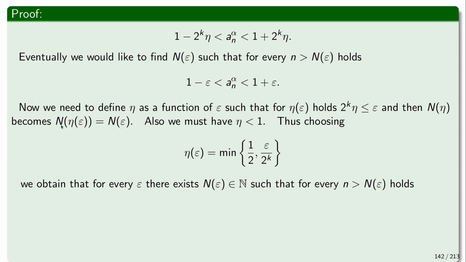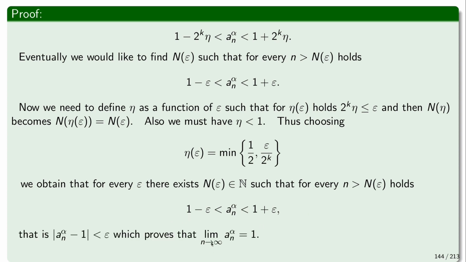And now for every eta there exists n of eta accordingly, and then we choose eta as a function of epsilon. So eventually for every epsilon there exists n of epsilon, such that for every n greater than n of epsilon this holds, which proves that this limit is 1.